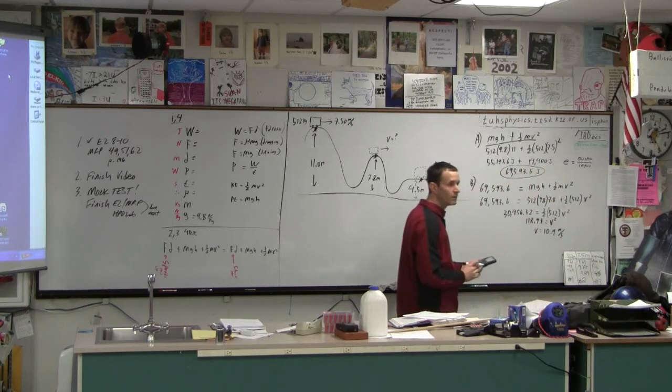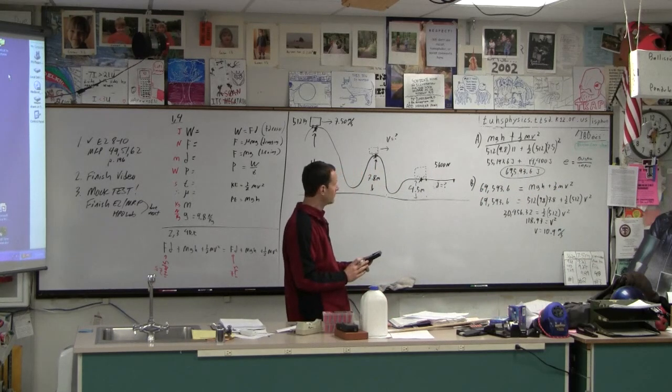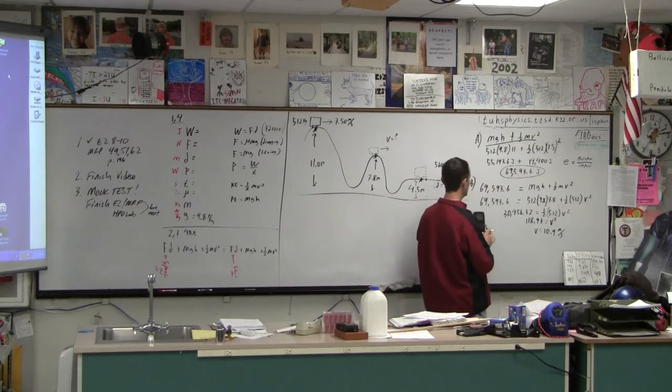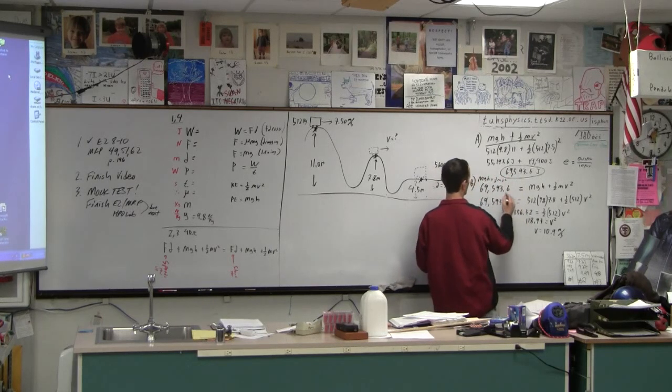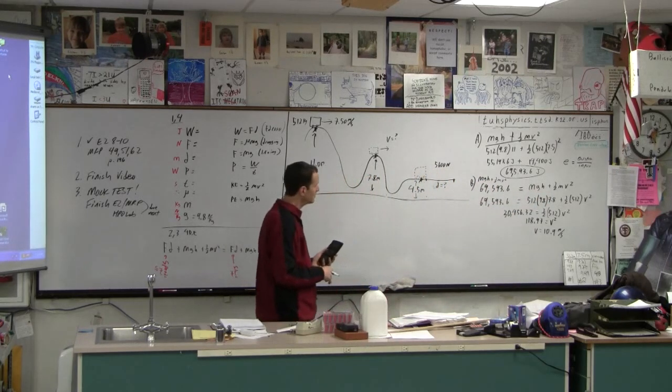Is that all right? For B? You can also, if you don't like the idea of using the answer from A, just set this thing up as mgh. Right? And in that case, you can actually cancel the m's, and maybe the math is easier.